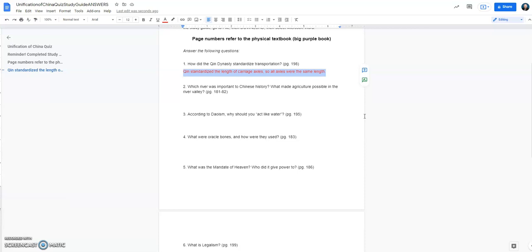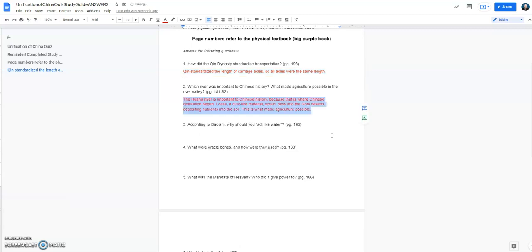Question number 2, which river was important in Chinese history, and what made agriculture possible in the river valley? That would be the Huanghe River, also known as the Yellow River. And that river is important because that is where Chinese civilization began. So with the river, there is this material called loess. Loess is a dust-like material that blows in from the Gobi Desert.